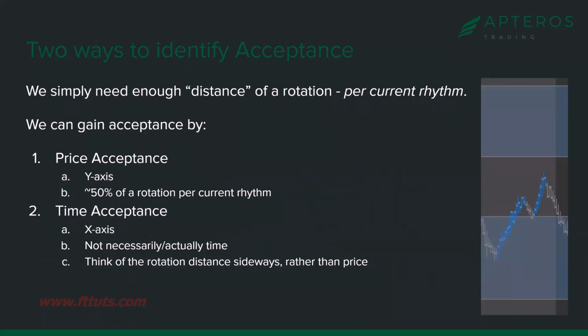The other way that we might achieve acceptance is via enough time. And I'll go ahead and tell you, it's not necessarily time. It's essentially time, and it could very well be time, but for example, I might be using a volume chart, and it may not have actually been that much time that marked, but enough volume traded above there to give me a number of bars on the x-axis. And so I'm going to call it time acceptance.